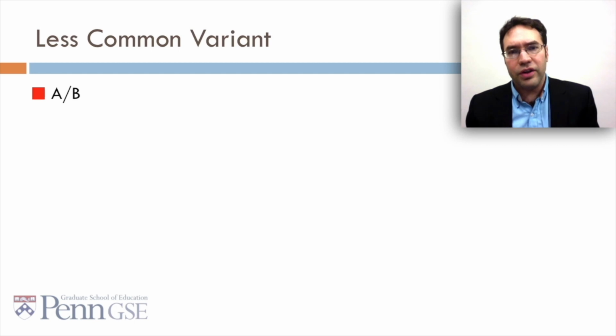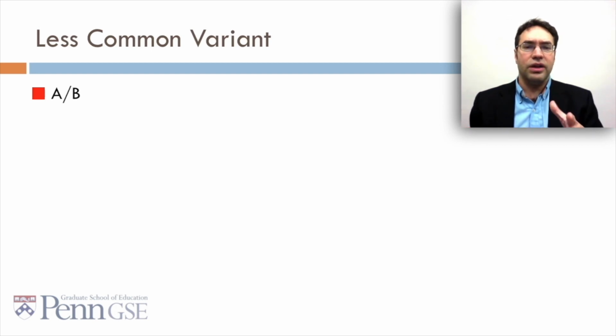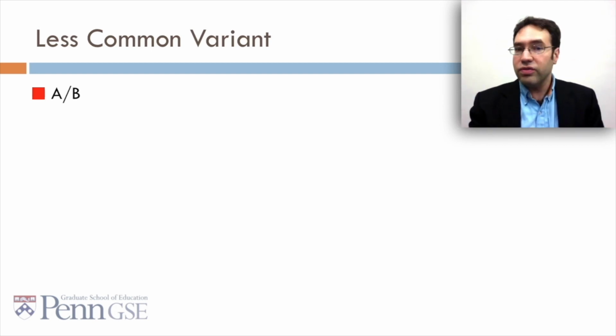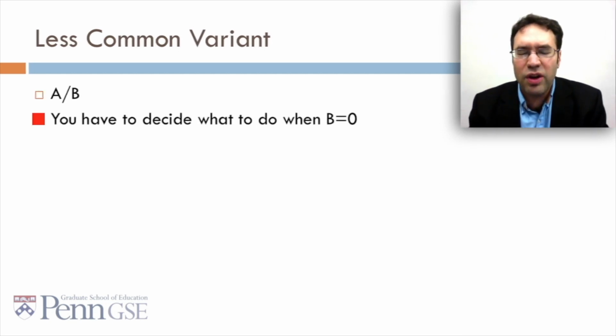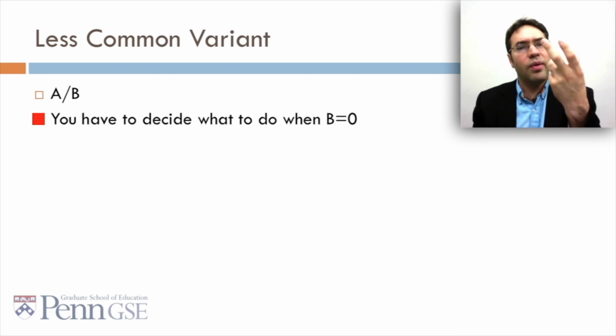A less common variant that you'll sometimes see is A divided by B, and you do that for all possible combinations. Of course, there's one challenge of that you don't get with multiplicative, and that's that you have to decide what to do when B equals zero. And sometimes people will just treat it as missing, sometimes they'll just treat it as zero.